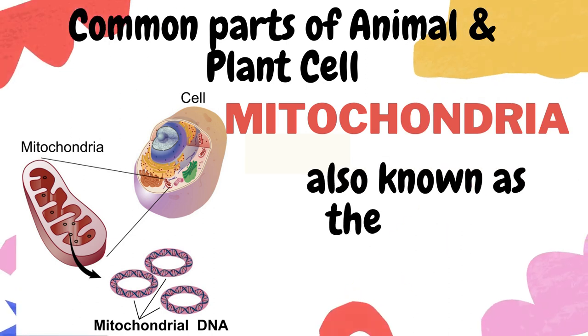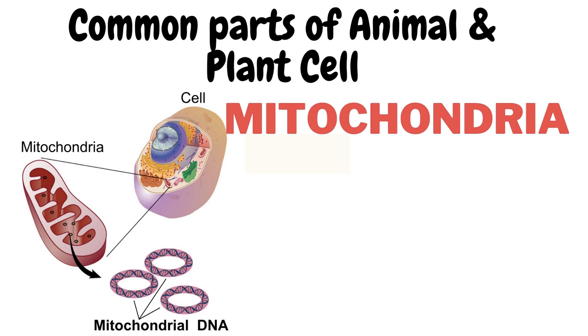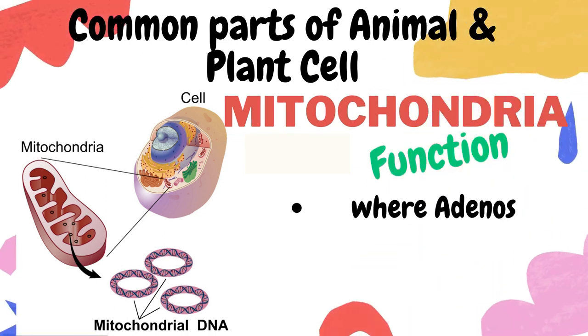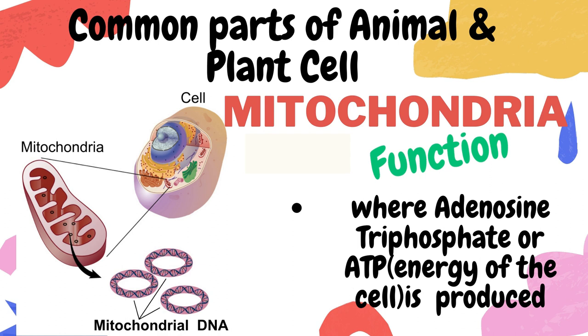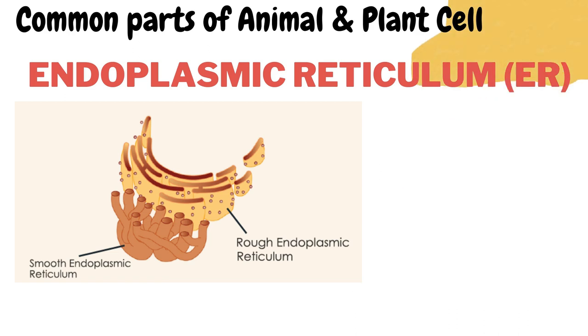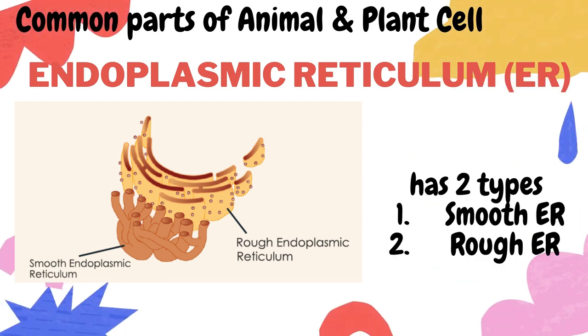Next is the mitochondria, also known as the powerhouse of the cell. It is where adenosine triphosphate or ATP, the energy of the cell, is produced so that the cell can perform the different functions in our body. The next common part is the endoplasmic reticulum or the ER, which has two types, the smooth ER and the rough ER.